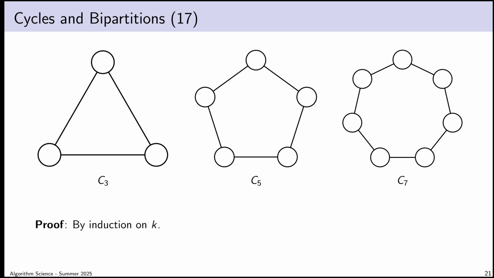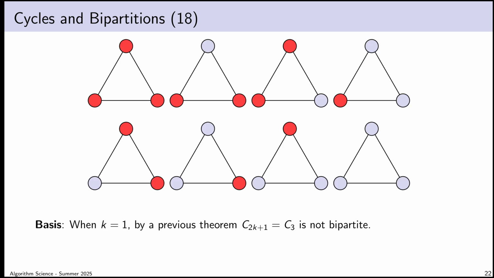Okay, so the proof is by induction on k. Now, when k equals 1, if I look at C_{2k+1}, I'm actually talking about C3. And in this case, I don't know if I want to assert the basis independently because then I have to show all 8 of these again. So I could just say, look, we already proved that. There was a theorem we gave earlier with our proof by exhaustion that showed that C3 is not bipartite. So in any event, we know that C3 is not bipartite, so we have a basis.